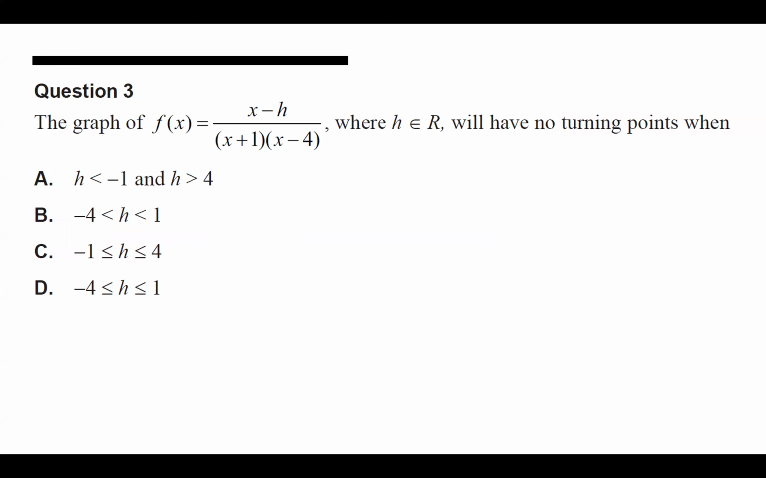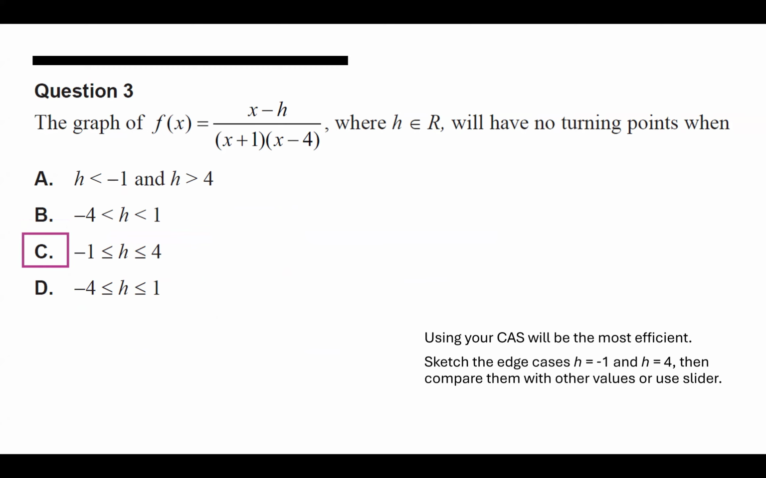Question 3. For Question 3, I would like to quickly demonstrate your CAS calculator use. Here, I'm just using my TI-Nspire. You can see all the options have either -4, 1, or -1, 4. The reason why C is correct is because for this range of values, this family of functions will have no turning point.